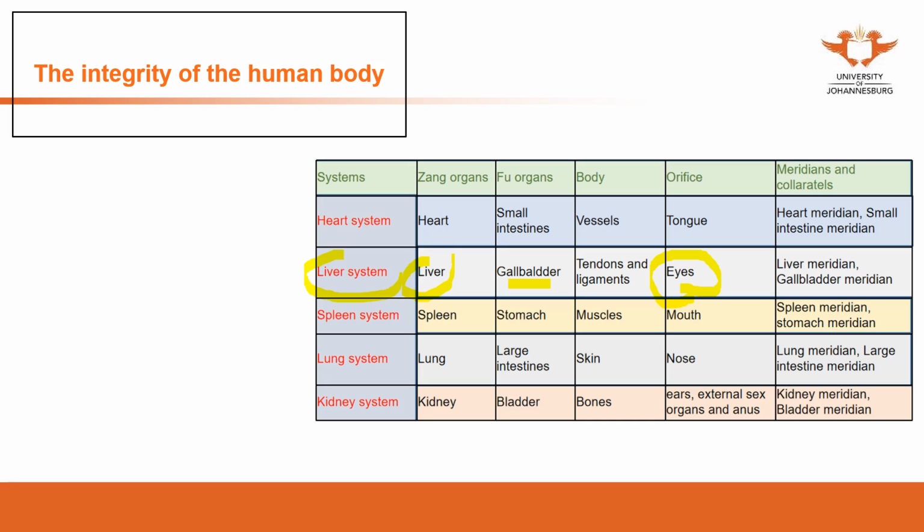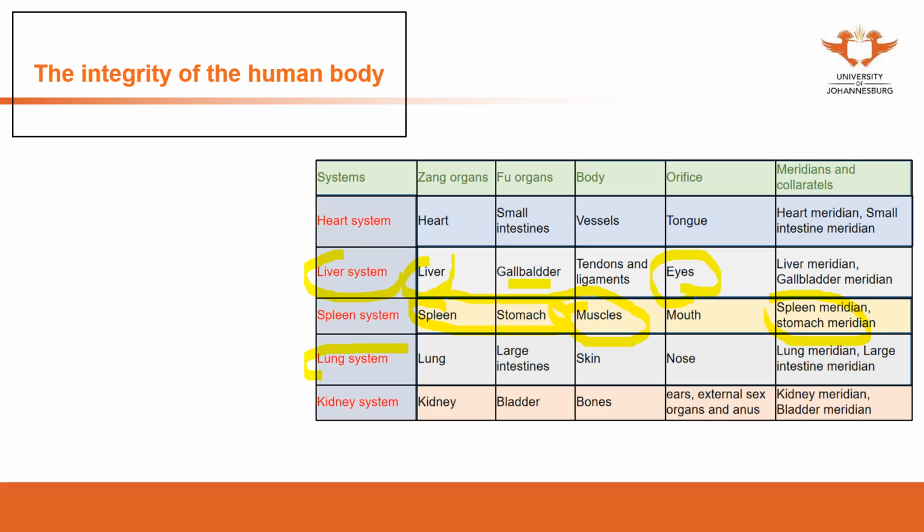So that's because the tongue is linked to the heart. The spleen is linked to the stomach, the muscles, the mouth, the spleen meridian and stomach meridian. Because it's related to the muscle, if someone becomes very skinny or some diseases cause atrophy of the muscle, we're going to treat the spleen and stomach, because spleen and stomach contribute to the muscle.